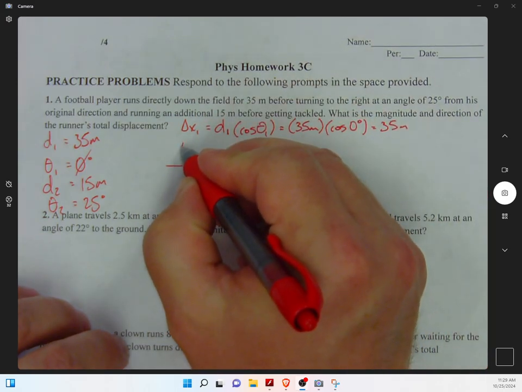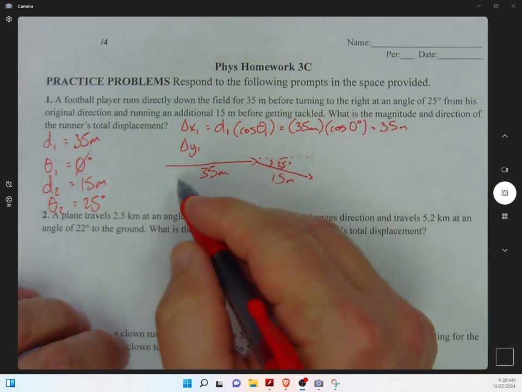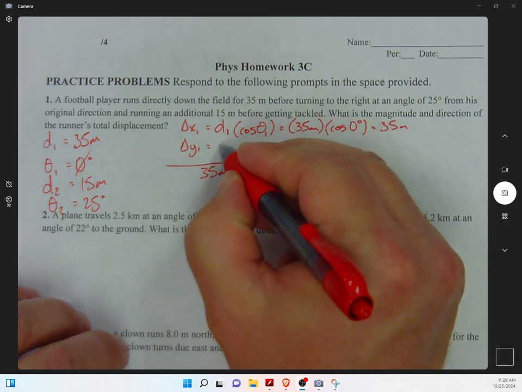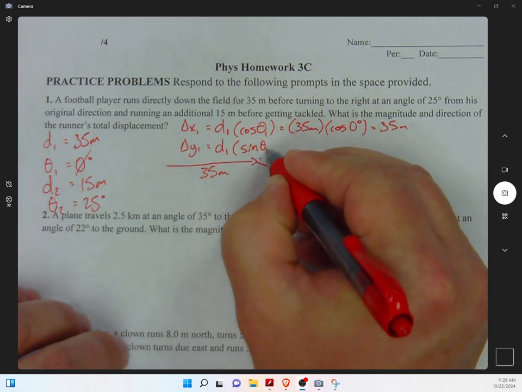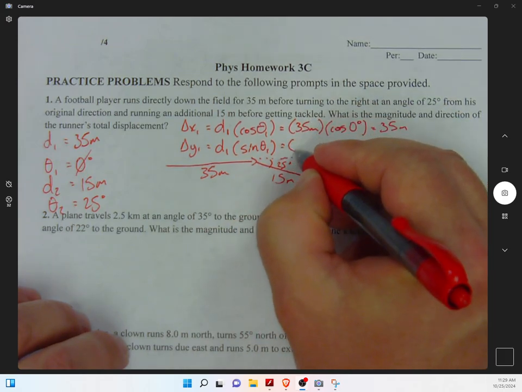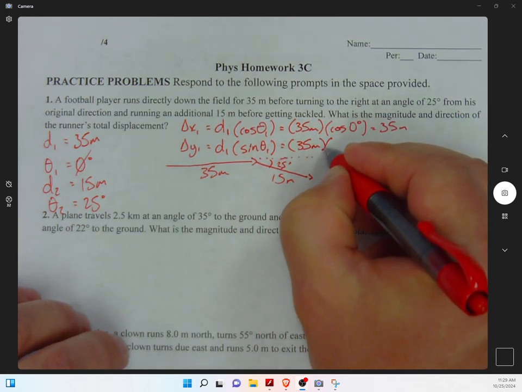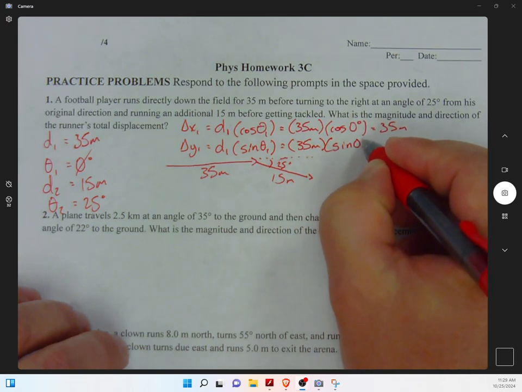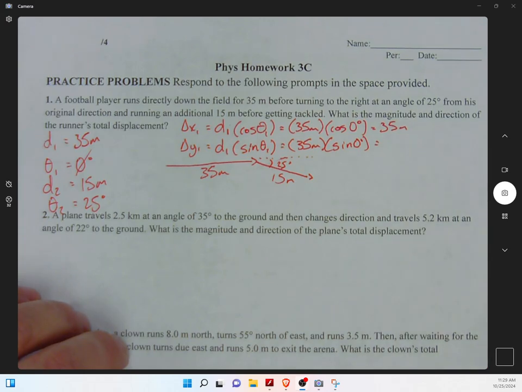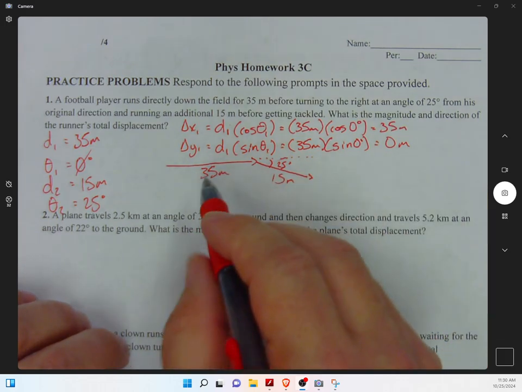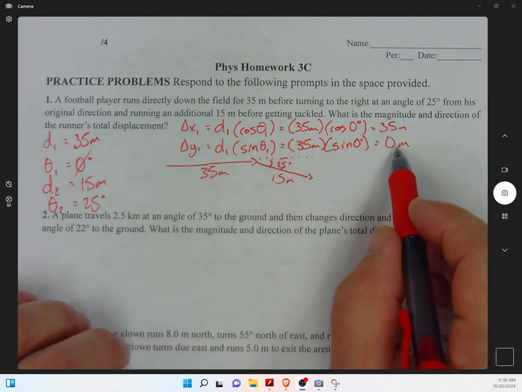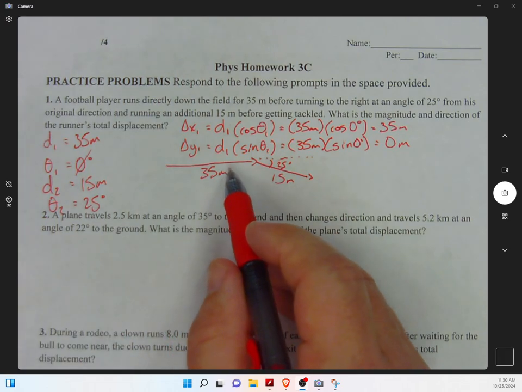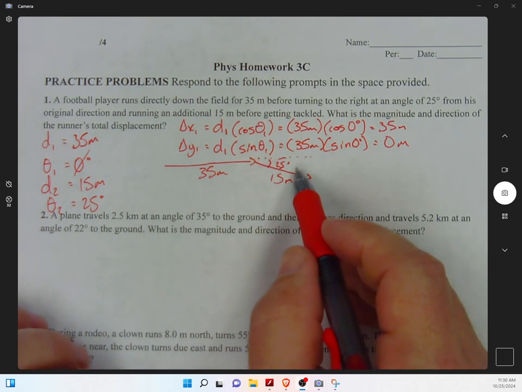Right, and so I can demonstrate that for you with the y component. Again, my first displacement, and I'll multiply that by the sine of the first angle, which you would plug into your calculator as sine of 0 degrees. And, spoiler alert, that comes out to be 0 meters. So I have the x component and the y component of this first displacement. Cool. Let's do that again for the second movement.